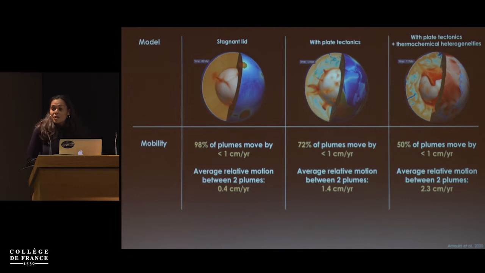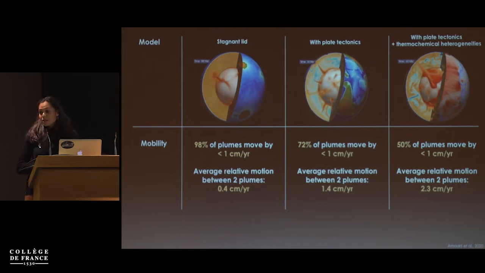Something else that we can do is try to track the plumes and their positions through time and see if they are mobile or immobile through time. So here you see that if you have a stagnant lid, most of the plumes are kind of static, whereas motions can be found in models where we have interactions between plumes and either plate tectonics or other heterogeneities in the mantle.